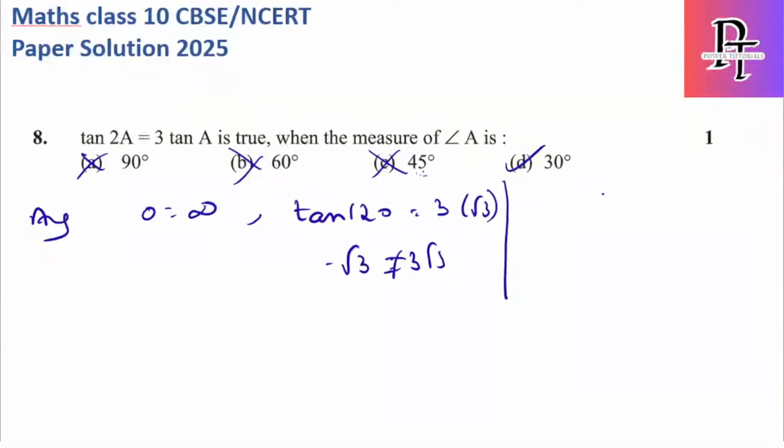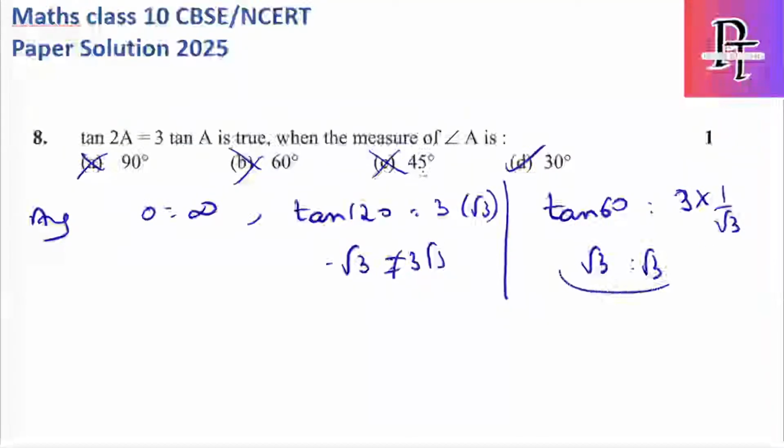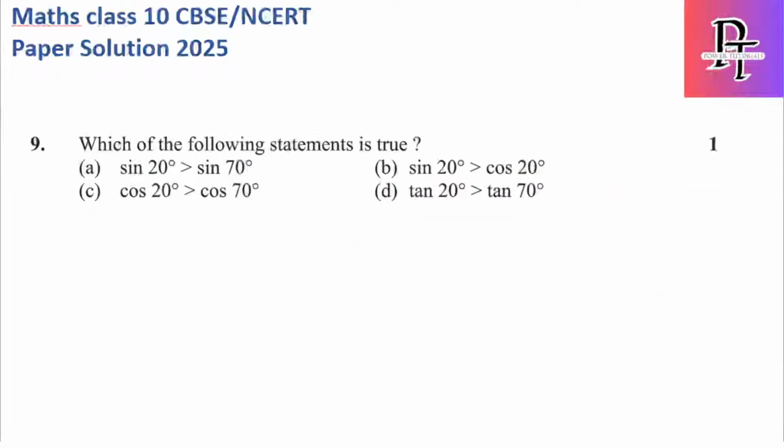But still you can cross check. 2 into 30, which is tan 60. Tan 60 value is root 3. What about 3 into tan A? 3 into tan A is tan 30, which is 1 by root 3. So what is 3 into 1 by root 3? Root 3. Hence the only option which is satisfying this condition, which is tan 2A is equal to 3 tan A, is 30 degrees. Okay, let's move to the ninth one.